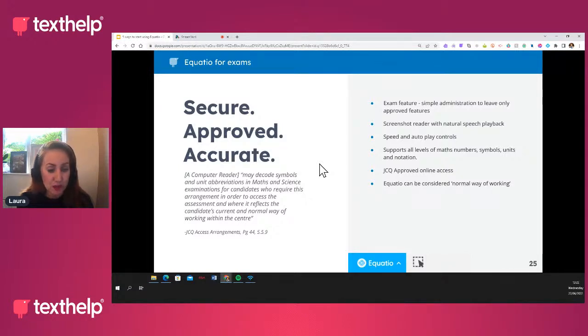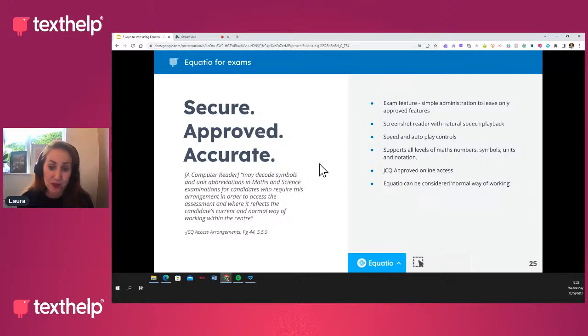A computer reader may decode symbols and unit abbreviations in maths and science examinations for candidates who require this arrangement in order to access the assessment and where it reflects the candidate's current and normal way of working within the centre. So as Sammy said there, it is all about making it their normal way of working. It's getting the student used to it. If that is the case and your student has access arrangements, they can be offered Equatio as a computer reader as an alternative to a human reader. Not all students will take you up on this offer, but it's an option as well.